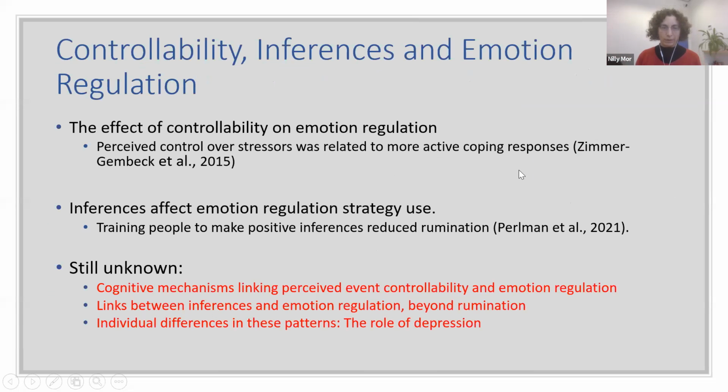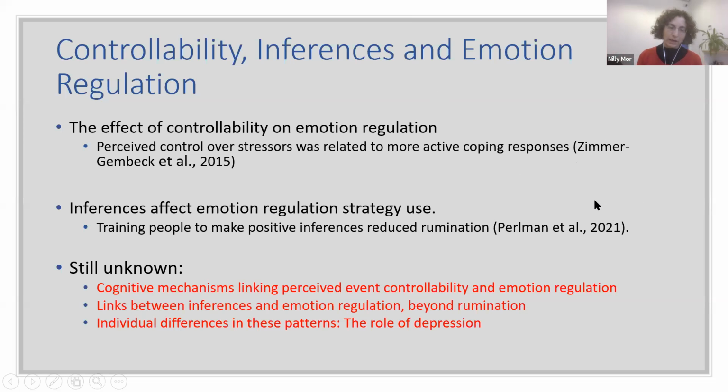So linking the three together, controllability, inferences, and emotion regulation, some of the work in the past has shown that the effects of that controllability does have an effect on emotion regulation. So perceived control over stressors was related to more active coping responses. So when I think that the event is still ongoing, that things can still change, I will engage in more active coping. Similarly, inferences have also been related to emotion regulation strategy use. So in our work, we've shown that training people to make positive inferences reduce their ruminative responses.